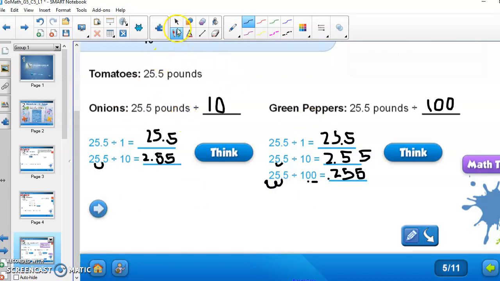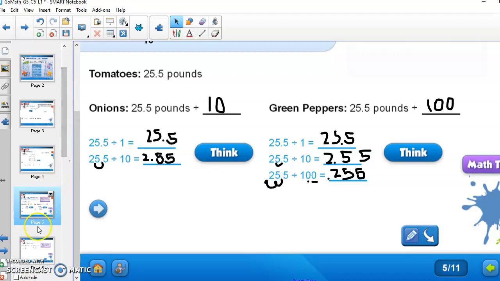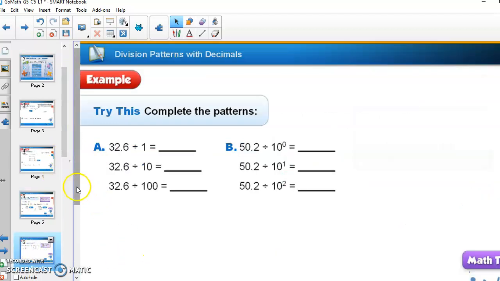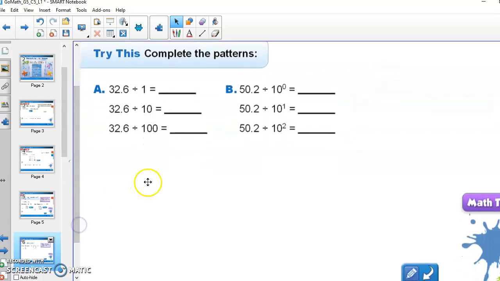So what this tells me is that Liang loves lots of tomatoes in his salsa. He likes a little bit of onions in his salsa. There's not a lot of green peppers in the salsa. That's much less than 1 whole pound of green peppers that go into his salsa. Let's take a look at the try this on page 292. And I want you to try to do this by yourself. So see if you can complete letter A and letter B. I'm going to give you an opportunity to pause the video right now and complete letters A and B.